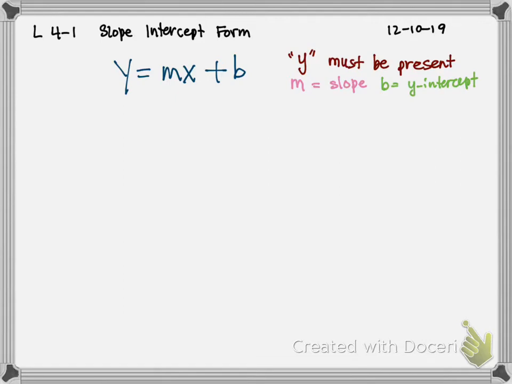Okay, so what we're going to learn today is two ways. First thing we're going to do is learn how to graph using slope-intercept form. Second thing we're going to do is look at a graph and be able to write the equation in slope-intercept form. So those are the two things we're doing.